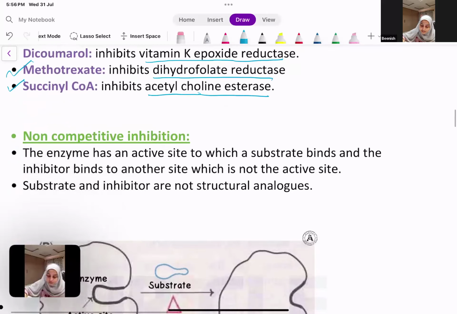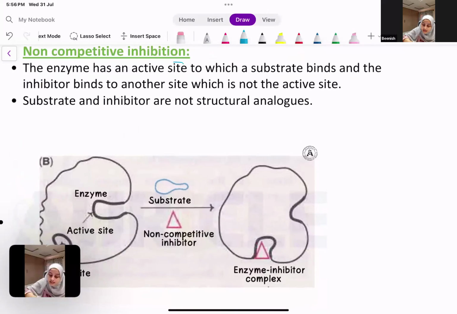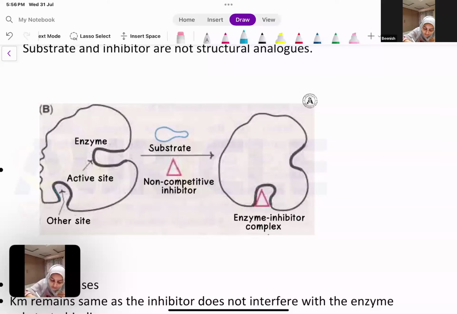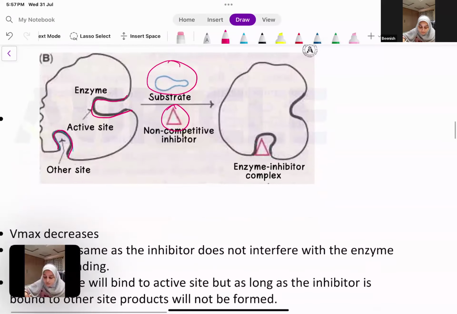We're talking about non-competitive inhibition. The enzyme has an active site to which the substrate is going to bind, and the inhibitor binds to another site which is not the active site. So unlike competitive inhibition, where your inhibitor and the substrate were both binding to the same active site, here the inhibitor is going to bind to another site. You can see here in the diagram, there is this another site where the inhibitor is going to bind and the substrate is going to bind to the active site. So the substrate and the inhibitor are not structural analogs. As you can see here, both of them are not structural analogs of each other.